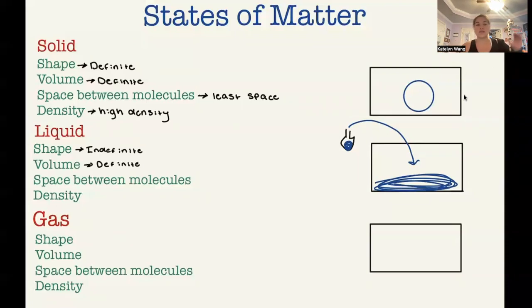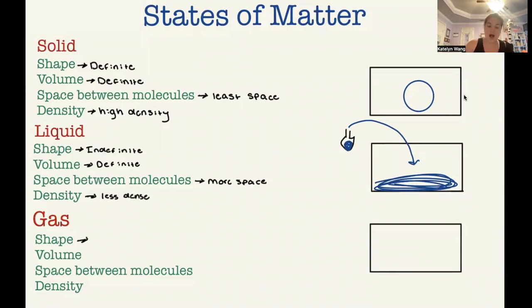Now, because liquid is a little bit more fluid, you can think about it as the space between molecules is much larger now. So there's more space than in the case of a solid. And then finally for density, again, same thing, it's less dense than a solid.